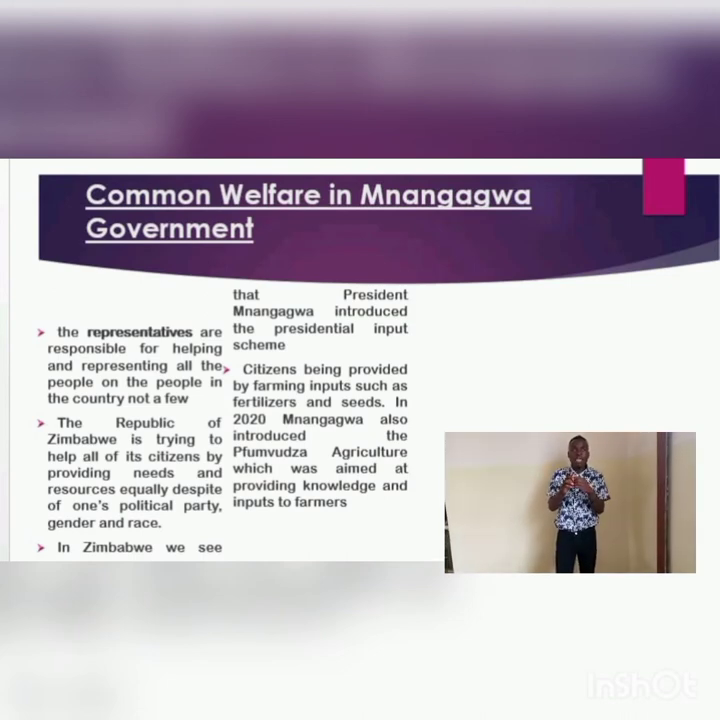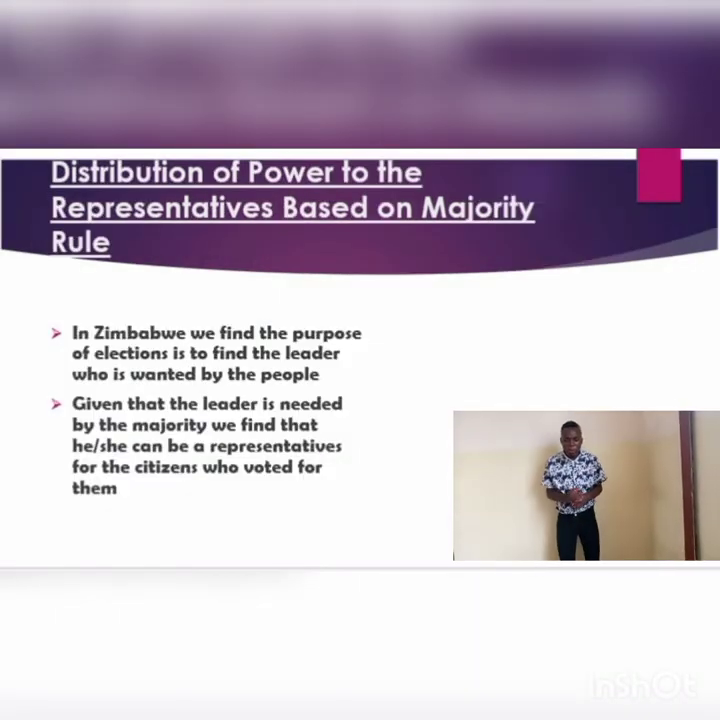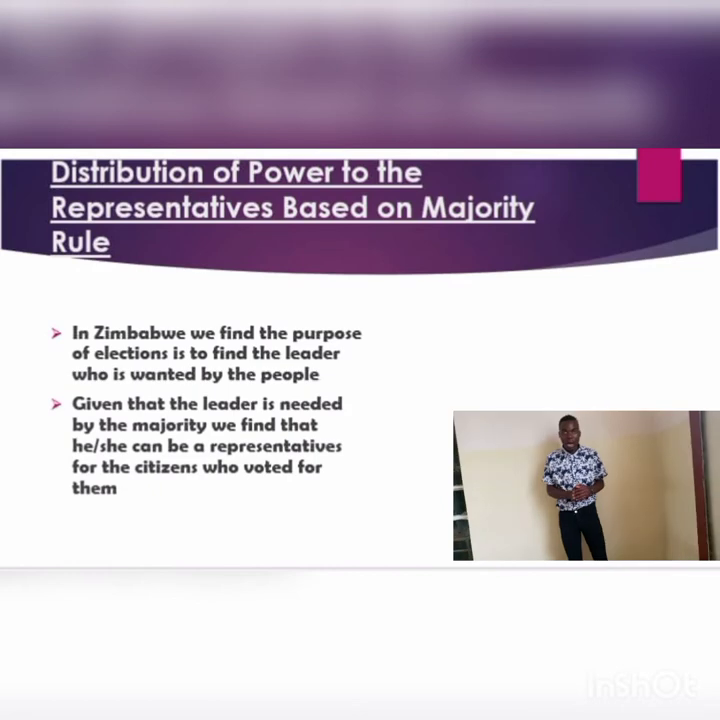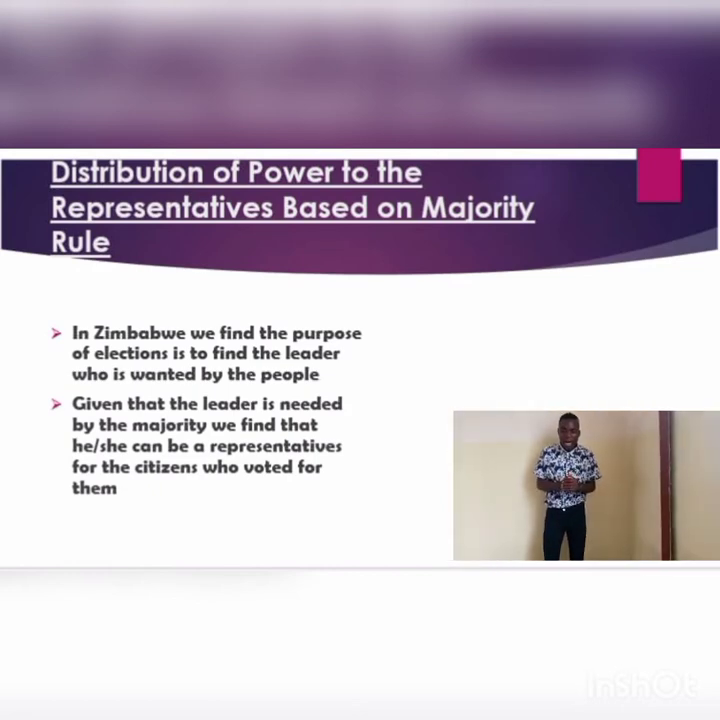There is no segregation according to one's political party or one's race. Right. We'll move on with linking the characteristics of a republic government to the government of Zimbabwe under Mnangagwa. There is also distribution of power to the representatives based on majority rule.